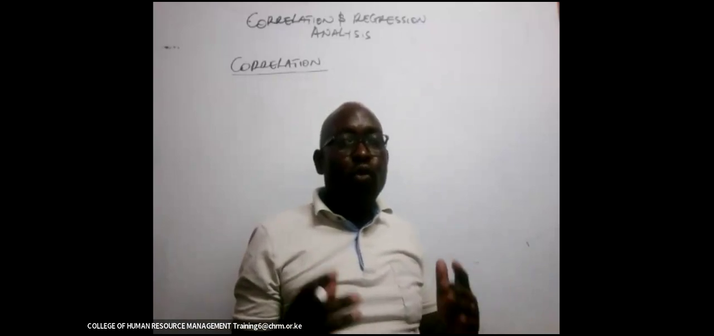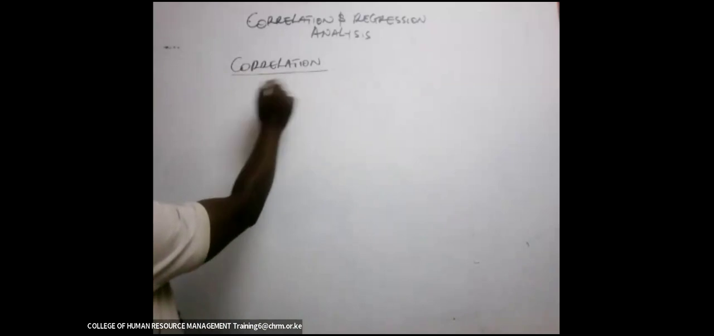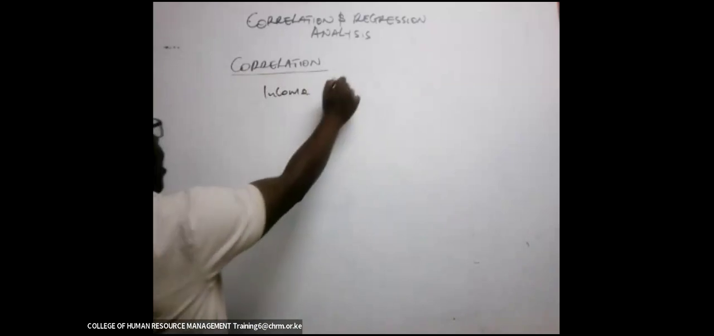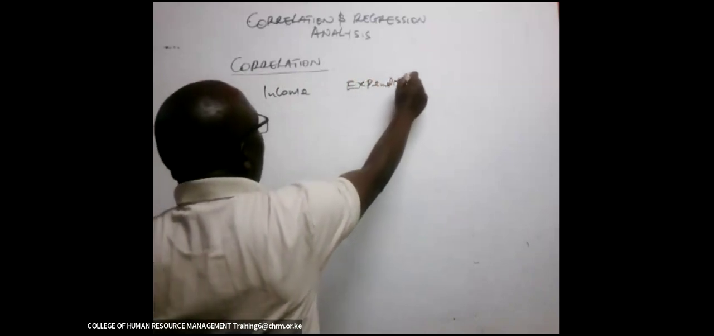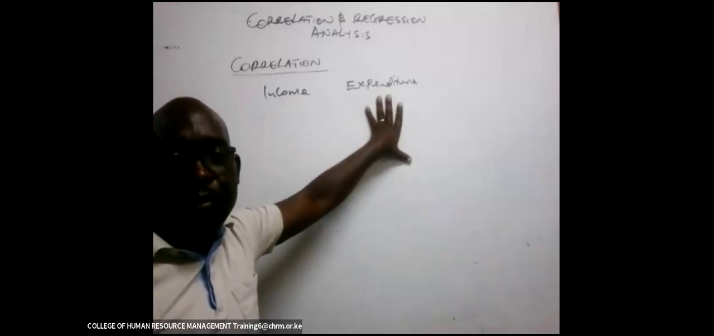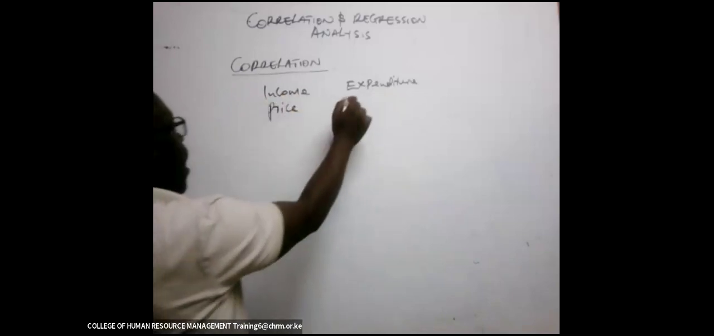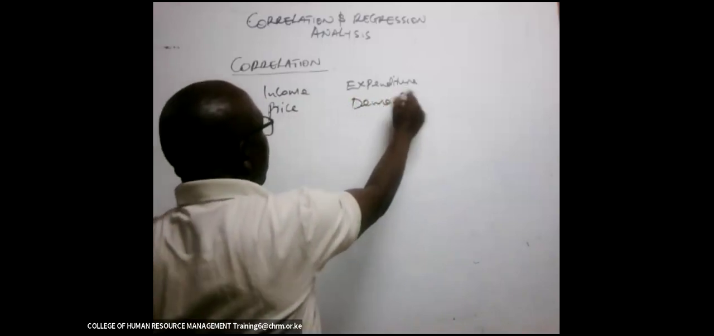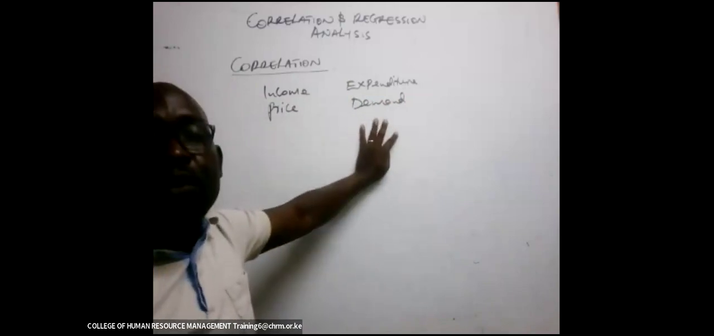So when I'm talking about two variables here, I'm talking about two things. Like, for example, you have things like income, and the other side is about the expenditure. You want to find out when income increases, what happens to the expenditures. Another case is about the price and the demand. When the price increases or decreases, what happens to the level of demand?